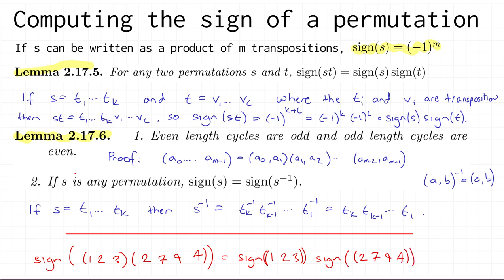Okay, (1 2 3) is a 3-cycle, so it's even. So this is 1. And (2 7 9 4), that's a 4-cycle. Even length cycles are odd, so the sign of this is minus 1. So this is minus 1.